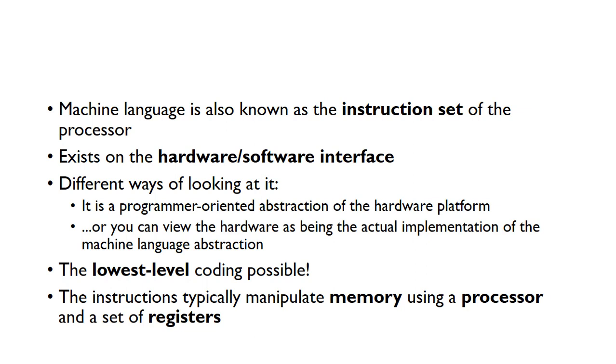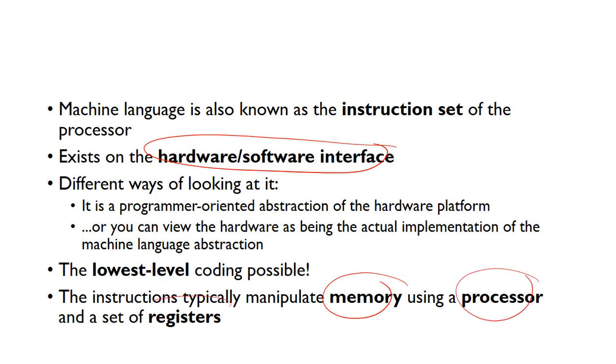Writing code in machine language is the lowest level coding possible. Because it exists right on this hardware-software interface, you cannot get any lower. If you write code in C, it's compiled down to machine language, so writing it yourself is the lowest level coding you can do. This instruction set obviously contains a series of instructions, and these instructions typically manipulate memory using a processor and a set of registers. We'll now look at each of these in turn.